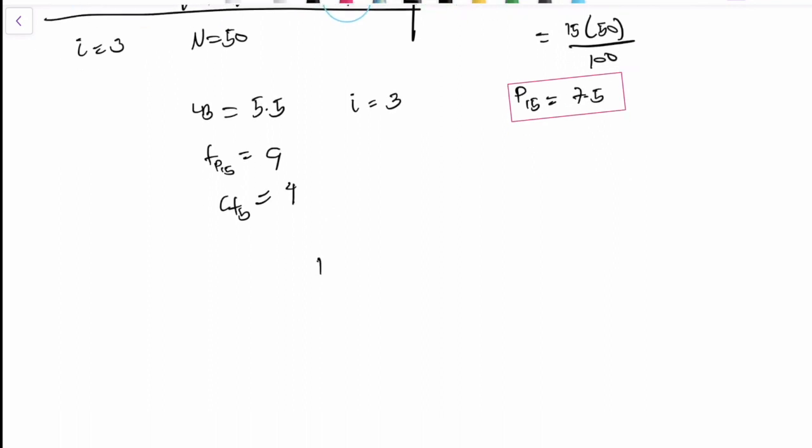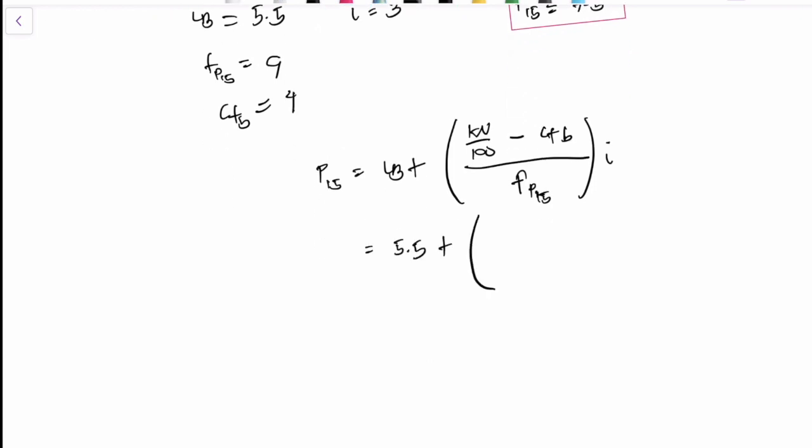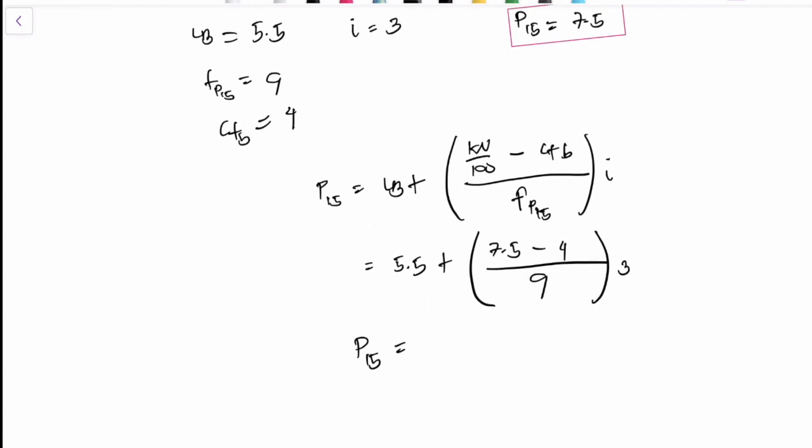Now let us plug in all the values. P15 equals LB plus (kn over 100 minus the cumulative frequency before the P15 class) all over the frequency of the P15 class, times I. So LB is 5.5 plus our kn over 100, which is 7.5, the position of the P15, minus 4, all over the frequency, which is 9, times I, which is 3. Plugging into the calculator, 5.5 plus (7.5 minus 4) over 9 times 3, we have 6.67.